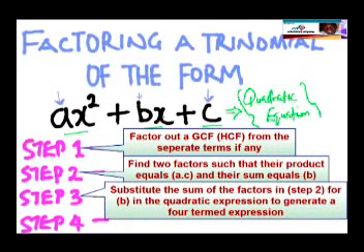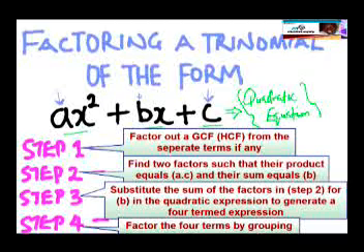Then we'll go to step 3, which says substitute the sum of your factors in step 2 for the value of B to generate a 4-term expression. So whatever we get in step 2, we substitute the sum of the values for B, and that will lead us to a 4-term expression. Remember, we discussed factoring a 4-term expression in our last lessons. Once you identify the 4-term expression, you just continue to factor it by grouping.